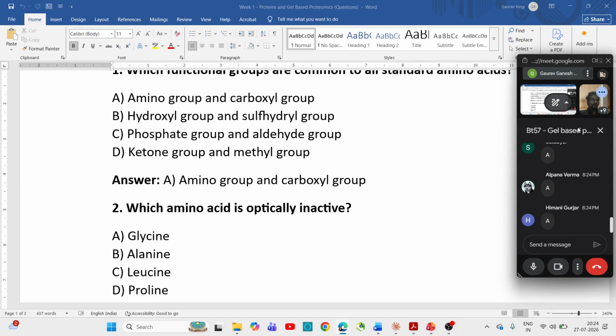As most of you know the answer, I hope you all understood. For the people who don't know why A is the answer, I just explained a bit about it. Glycine has hydrogen itself as its side chain, so the carbon has two same groups attached to it, along with the amino group and carboxyl group, which makes it optically inactive. If all four are different, it makes it optically active.